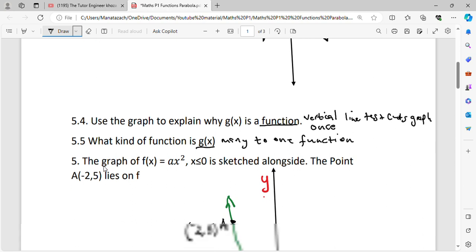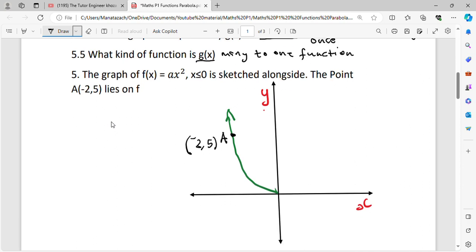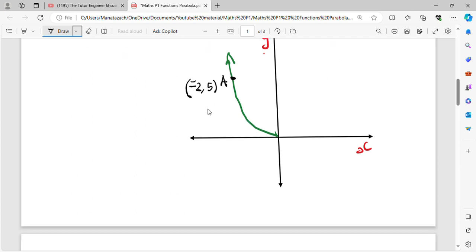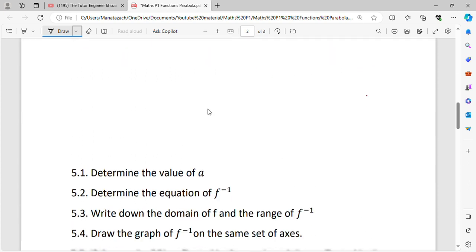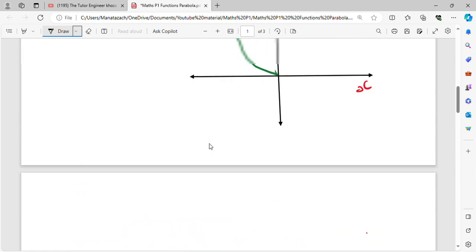Okay, now let's go to question 5. The graph of f of x is equal to ax squared, where x is less than or equal to 0, is sketched alongside. The point A, -2 and 5 lies on f. So this is -2 and 5. Point A lies on f. The first question is determine the value of a. So let's determine the value of a.